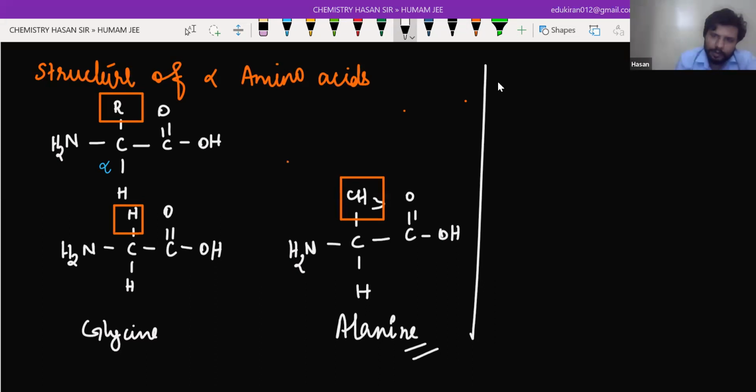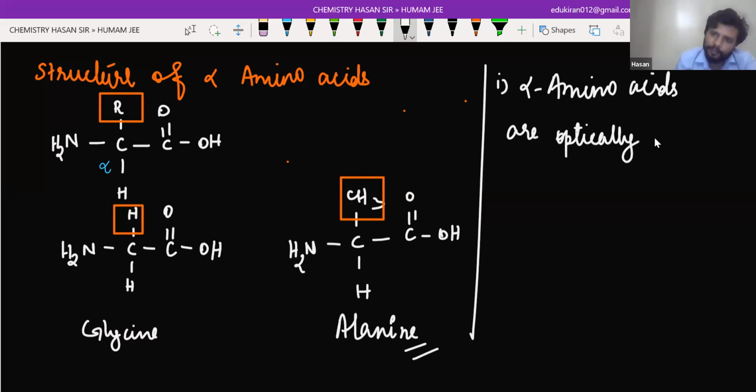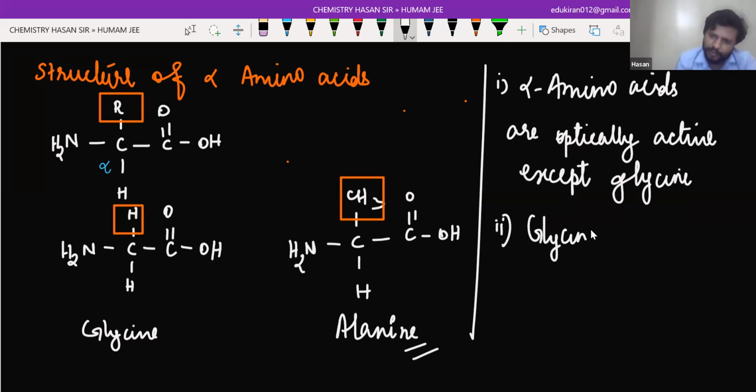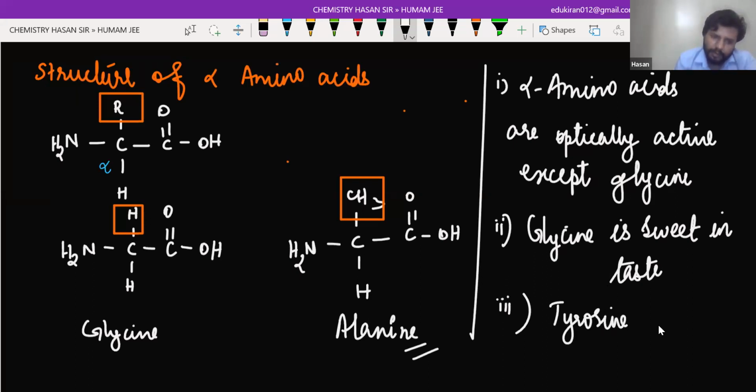Good. There are some points which are very important. Alpha amino acids are optically active, except glycine. Also, glycine is sweet in taste. Gly means sweet. Glycine is sweet in taste. NCERT you will read, that is most important. Tyrosine is obtained from cheese.